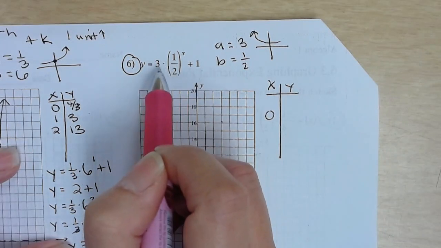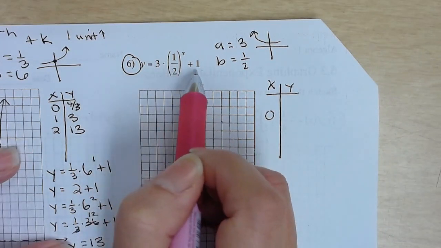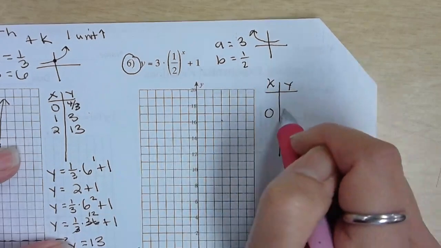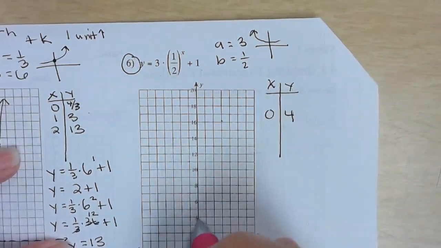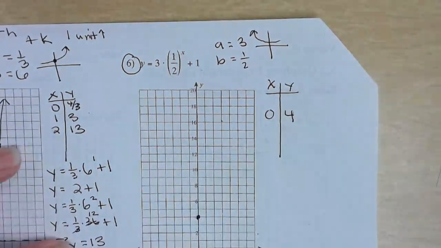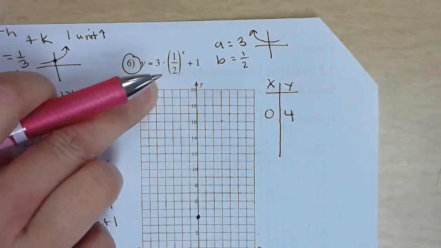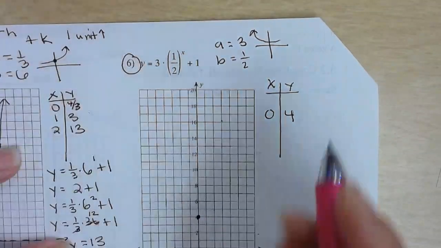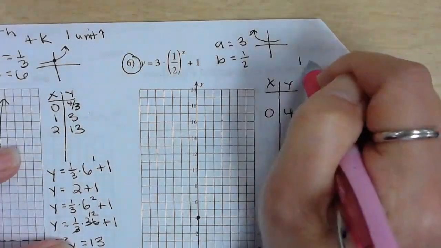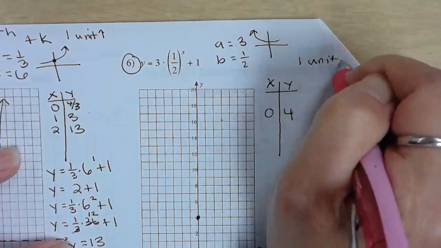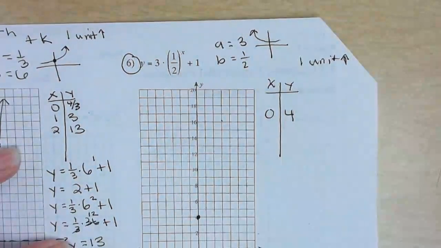1 times 3 is 3. 3 plus 1 is 4. So (0, 4) is going to be my y-intercept. That's only if there's no horizontal shift. So the shift here, I told you there's no horizontal, which means there is a vertical. So what's the vertical shift? Good. 1 unit up. Good.